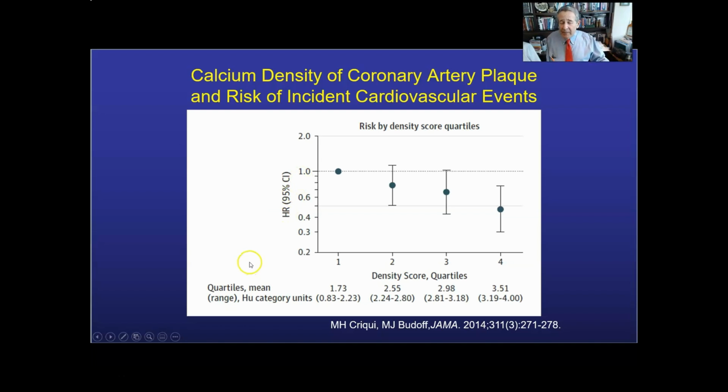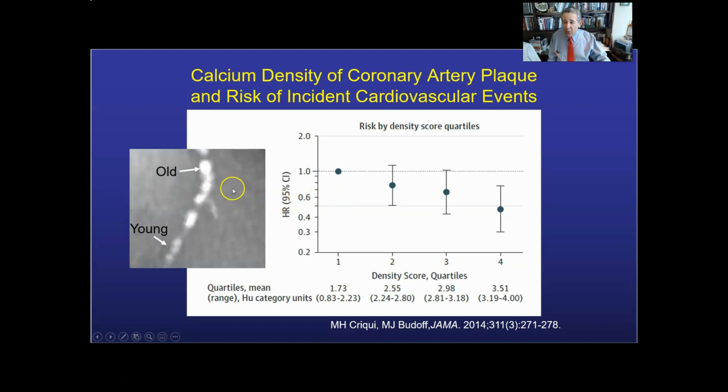And Dr. Cricky did a study where he looked at quartiles of plaque density. And if you think that the less dense plaques are younger and indicate more active disease, then they may indicate overall higher risk. And in fact, they do. So here is the densest plaque, and those are the least risk of a future myocardial infarction. Here are the younger, less dense plaques, and those are the ones that have the relatively highest risk.